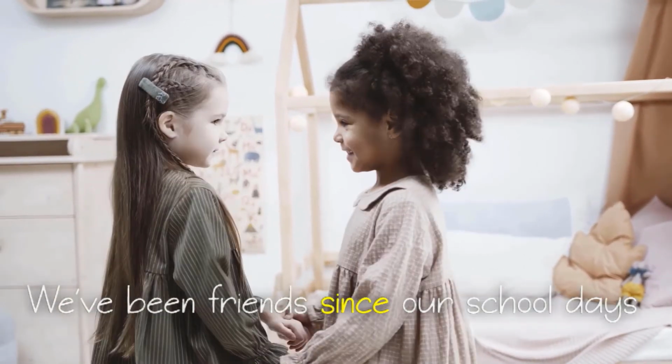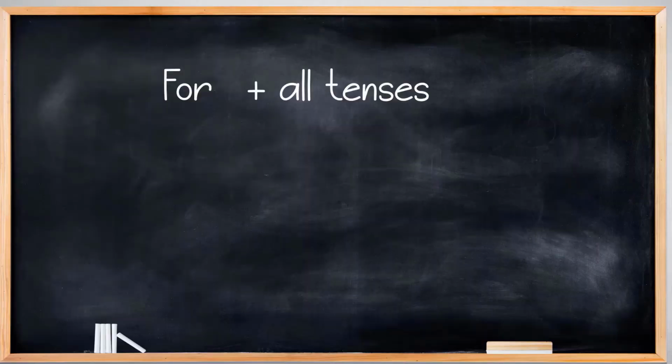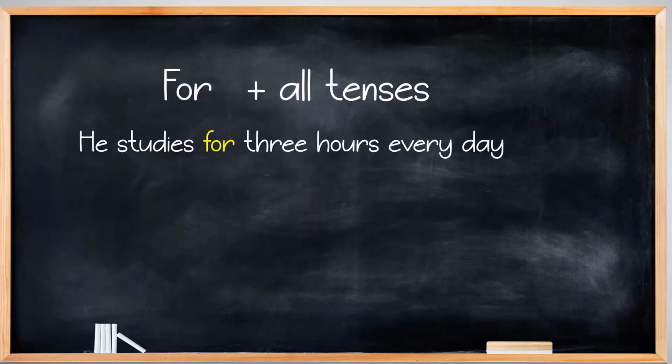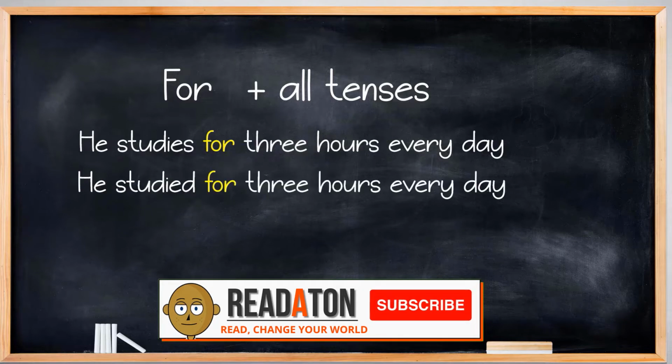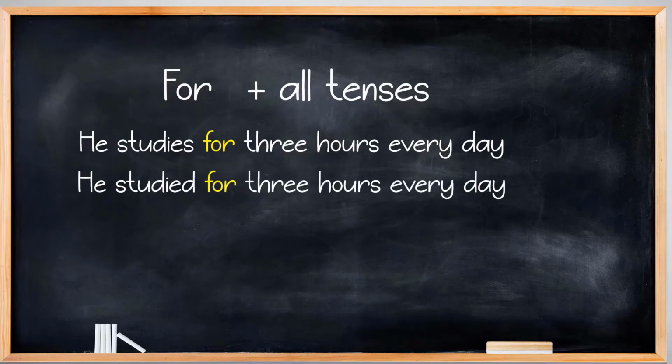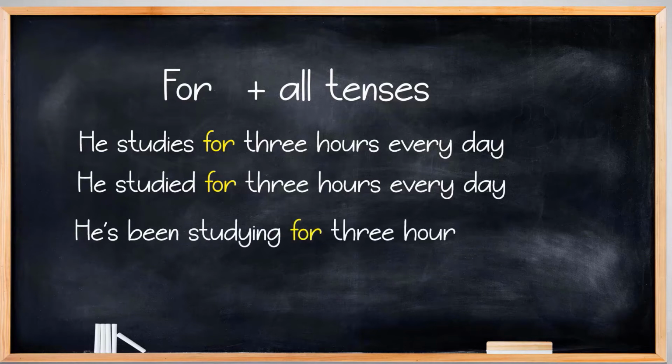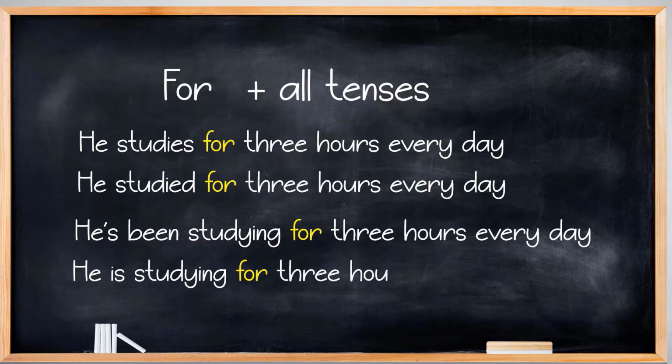Now here's a little tip. For can be used with all tenses. For example, he studies for 3 hours every day. He studied for 3 hours every day. He's been studying for 3 hours every day. He is studying for 3 hours. And so you realize that in all these instances, the length of time is mentioned. 3 hours. I hope you get the point.